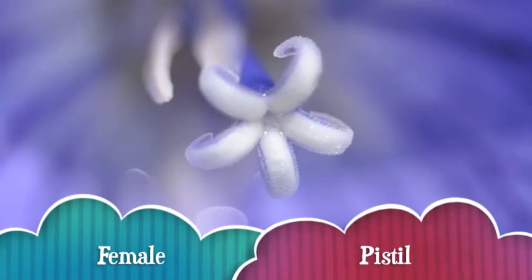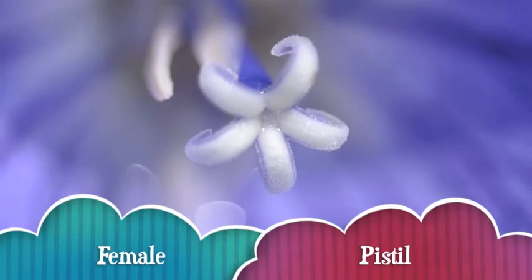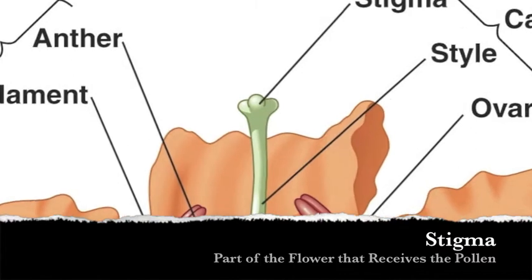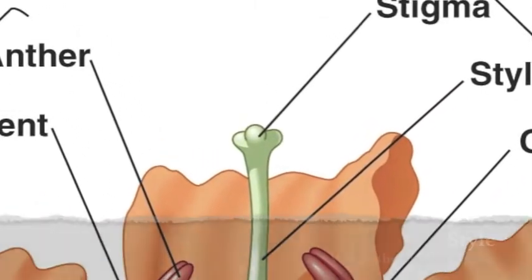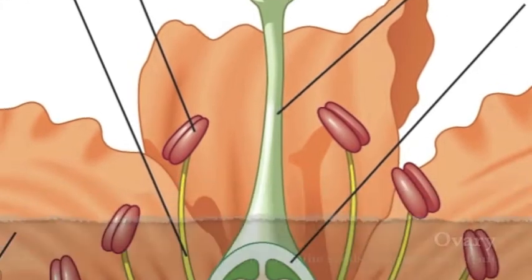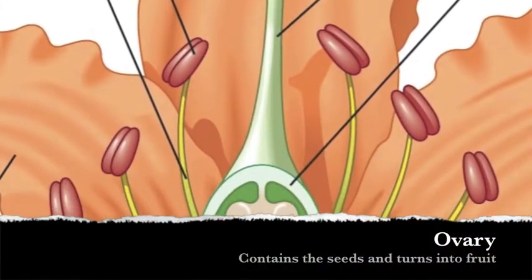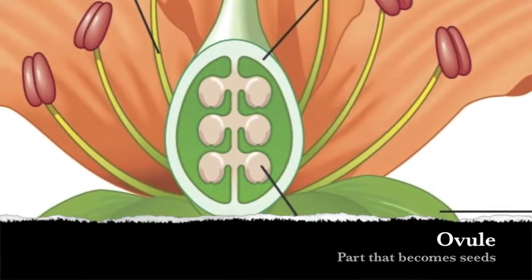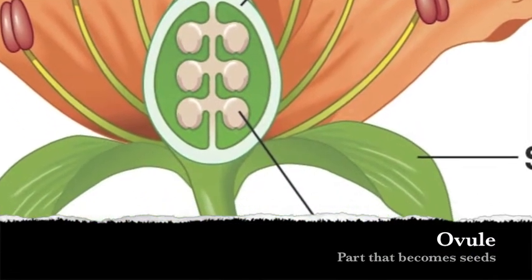The female part of a plant is called the pistil, and this consists of the stigma, which is a part of the flower that receives pollen, the style, which is the tube that the stigma sits on, the ovary, which contains the seeds and the part of the plant that becomes fruit, and the ovules, which are the part that becomes seeds.